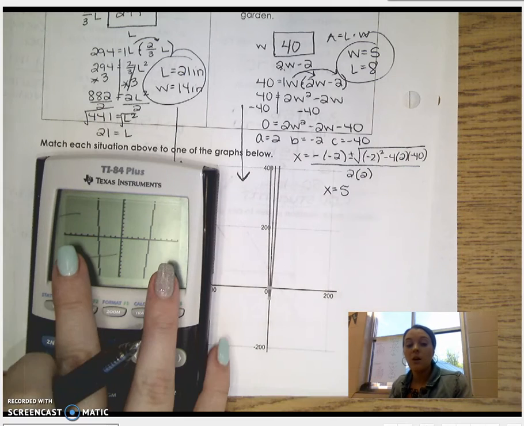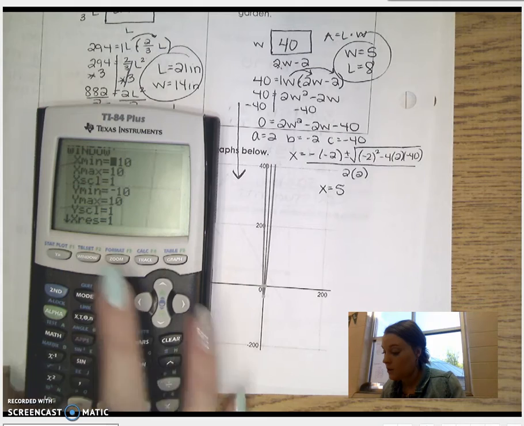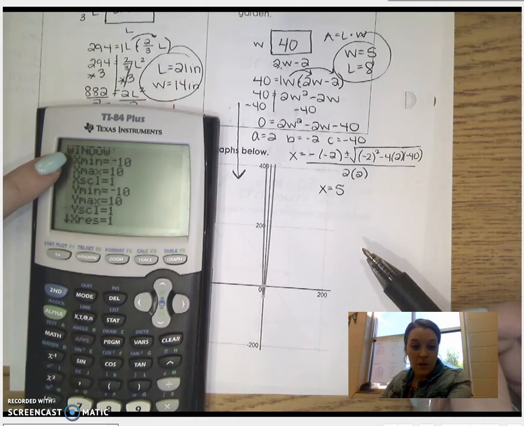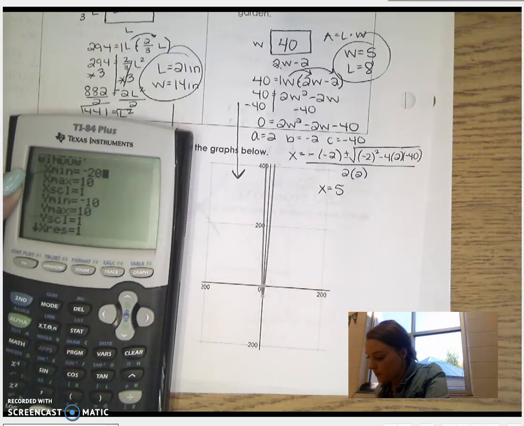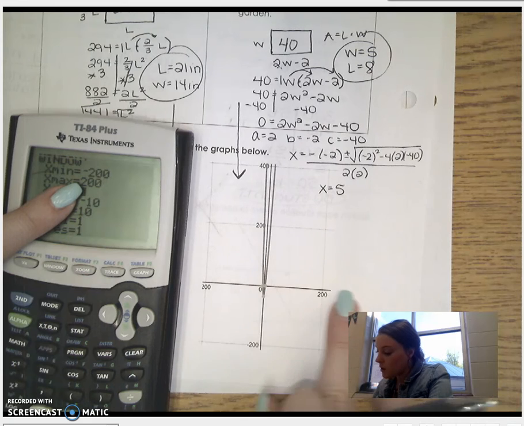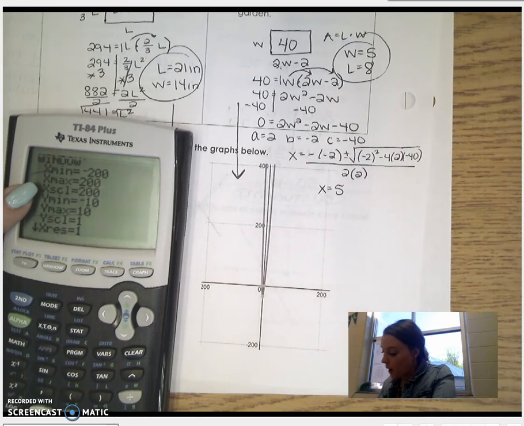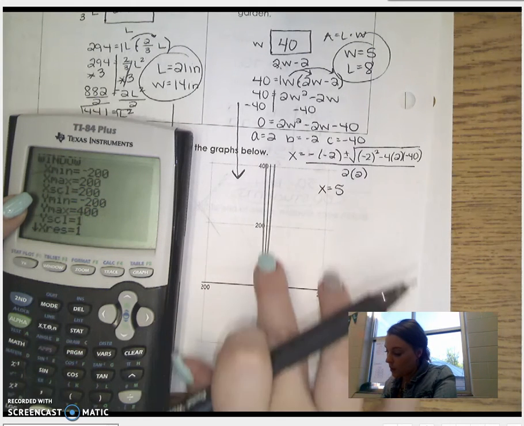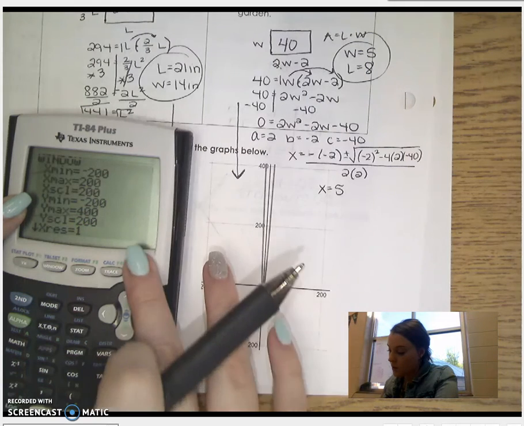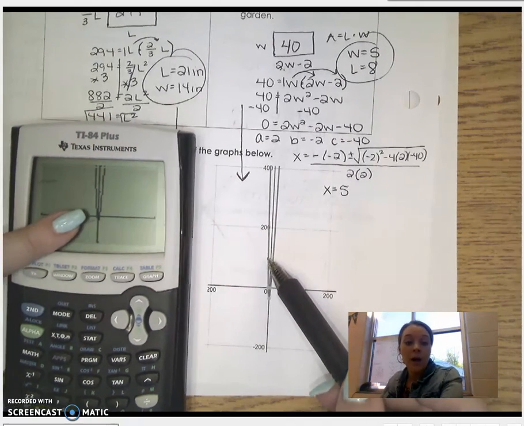Quickly, I'm going to teach you how to change the window in your calculator, but it's not necessary. So window, it's going to ask for different values. My x minimum on this graph is negative 200. My x maximum is 200, and it goes up by 200. So every box is worth 200. My y minimum is negative 200. My y maximum is 400, and I'm going up again by 200s. Now when I look at my graph, it looks so much more like the graph given.